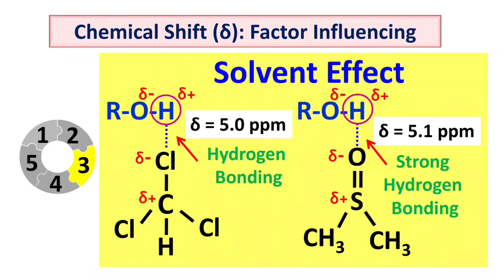ROH, if linked with the chlorine, has a delta value of 5.0 ppm. On the other hand, the alcohol, if linked with the oxygen of DMSO, has a delta value of 5.1 ppm. So you can observe very clearly there is a difference of 0.1 ppm, and this is how the solvent plays a role and can change the delta value of a proton in the concerned sample.